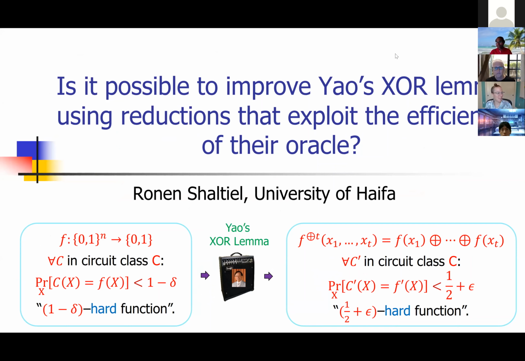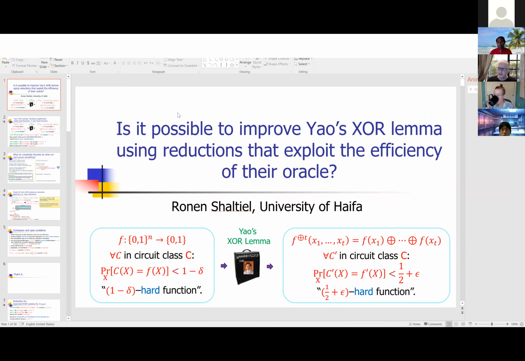Indeed. Okay, thanks. Yeah, so with that, our very first talk is by Ronan Schofield, who will be talking about, is it possible to improve Yau's XOR lemma using reductions that exploit the efficiency of their oracle? So take it away. Okay, so can you hear me? Yes. Very good. So good morning or afternoon or evening, everyone.